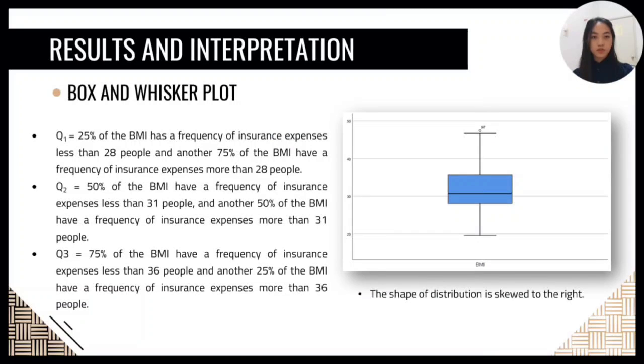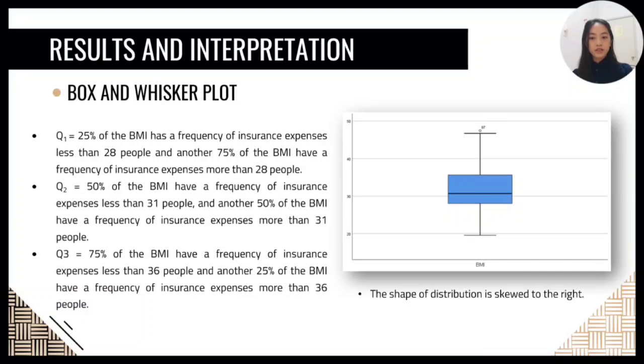Moving on to the box and whisker plot, the first graph will be BMI. For the first quartile, 25% of the BMI have the frequency of insurance expenses less than 28 people, and another 75% of the BMI have the frequency of insurance expenses more than 28 people. Second quartile, also known as the median, 50% of the BMI have the frequency of insurance expenses less than 31 people, and another 50% more than 31 people. Moreover, for the third quartile, 75% of the BMI have the frequency of insurance expenses less than 36 people, and another 25% more than 36 people.